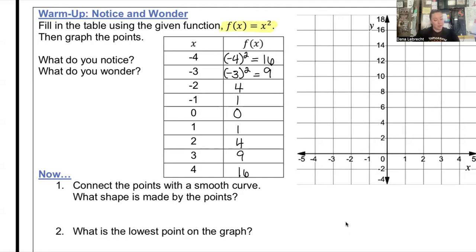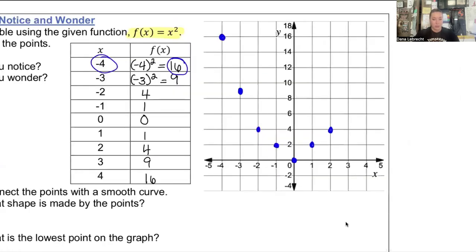Now we want to go ahead and graph the points. So we're going to first graph negative 4 with 16. I can find negative 4 on my x, and I'm going all the way up to 16. That's where I will put my dot. So we're at negative 4 and 16, negative 3 and 9, which is between 8 and 10, negative 2 and 4, negative 1, 1, 0, 0, and we have something similar on the other side. Feel free to pause the video if you need to get your points plotted here.